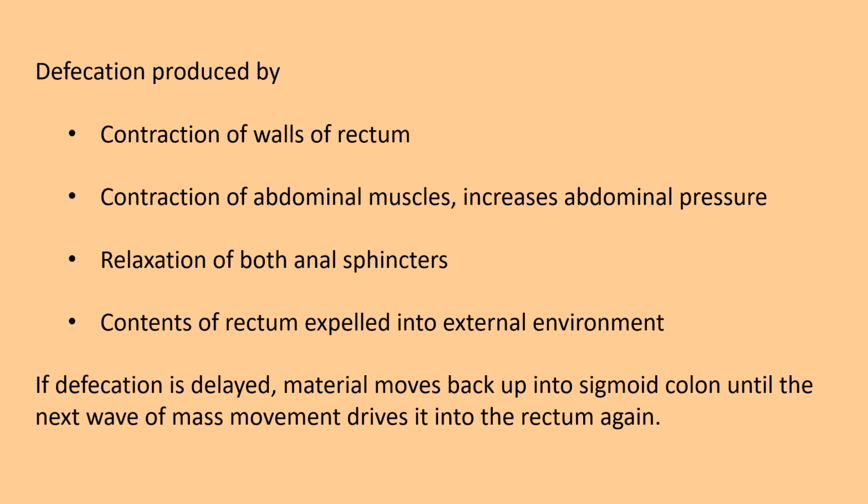So in order to defecate, to eliminate the contents of the large intestine, several things need to happen. Number one, the walls of the rectum need to contract, so the lumen of the rectum narrows, and feces are going to move from an area of high pressure to an area of low pressure. So contraction of the wall of the rectum increases the pressure inside the rectum. And then there are two different anal sphincters that both need to relax in order to allow the feces to pass through.